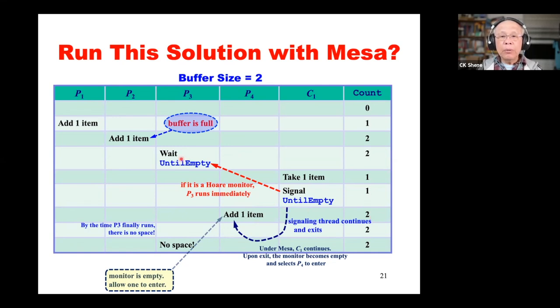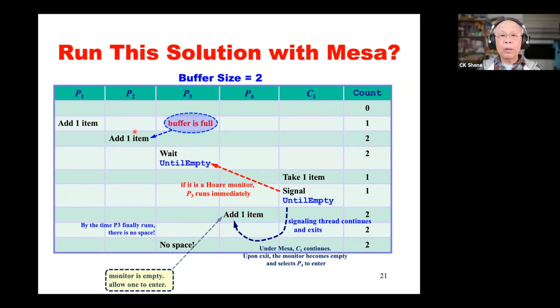So when P3 enters the monitor after P4's exit, P3 actually has no slot to use. Probably P3 just overwrites a previous slot deposited by P2. Therefore, we have a wrong solution. So this is a warning sign. If you write a monitor program based on the Hoare type monitor, and then you compile and run this program under the Mesa type, it could get a wrong result, just like this.